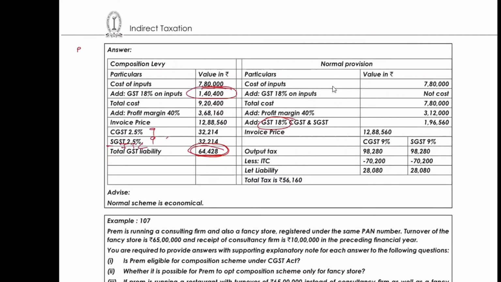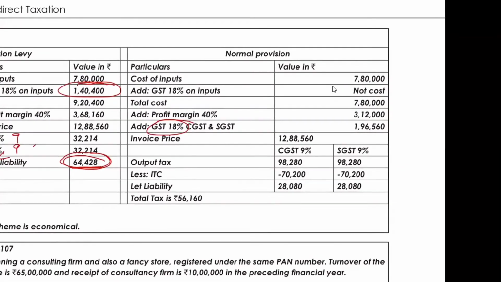So cost of input, add 18% GST on input. We won't add it normally. Why? Because on this we can take ITC. So that has not to be added in this cost. Correct or not? So my total cost is 7,80,000 only. 40% margin has to be added, and 18% GST, CGST and SGST, which is on restaurant services. Correct. On any services, 18%.